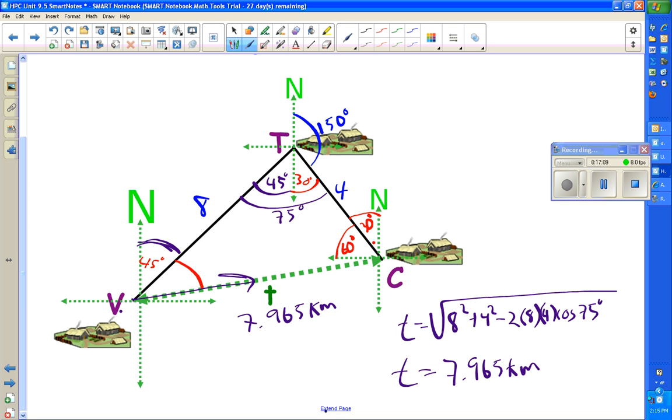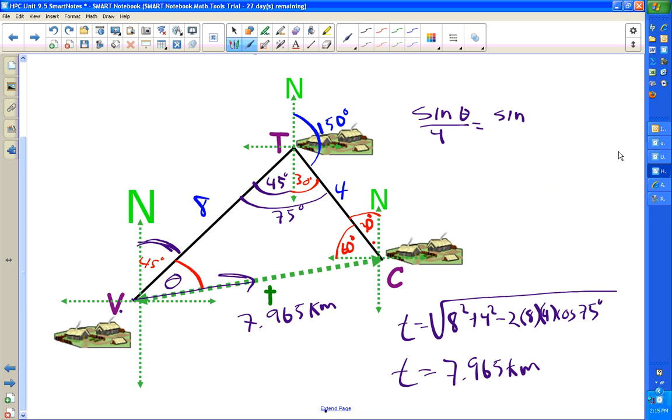The sine of theta, is this theta? The sine of theta over 4 is going to equal the sine of 75 over 7.965. So sine of theta is 4 times the sine of 75 over 7.965, and then you're going to do sine inverse of that to figure out what theta is. And again, 30 degrees, really?